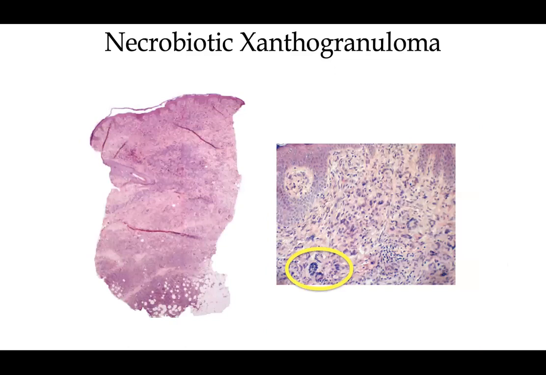Just more examples of the diffuse infiltration of the granulomatous inflammation and the necrobiotic collagen on low power. It even extends down into the fat here. So you almost have like a lobular panniculitis reaction. And then these giant cells are pretty numerous. The Touton giant cells are pretty numerous throughout.